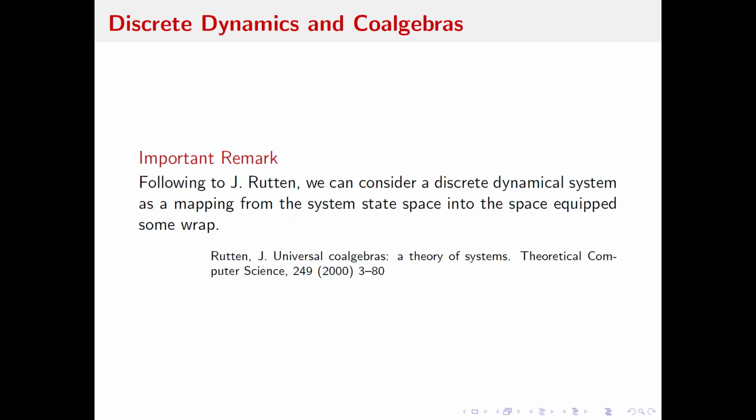The corresponding mathematical framework was proposed by Jan Rutten in his fundamental paper, Universal Coalgebra: a Theory of Systems, published in the journal Theoretical Computer Science in 2000. The main idea of Rutten is to consider a discrete dynamical system as a mapping from its state space into this space wrapped into the functor specific to the considered kind of dynamics.